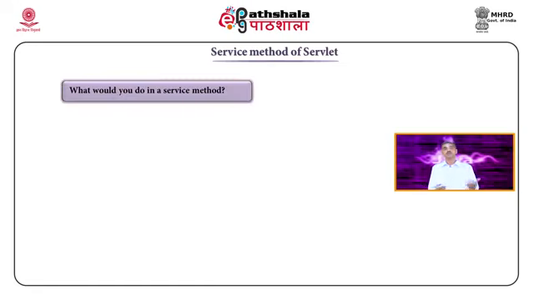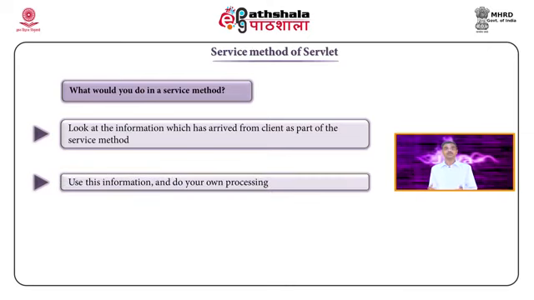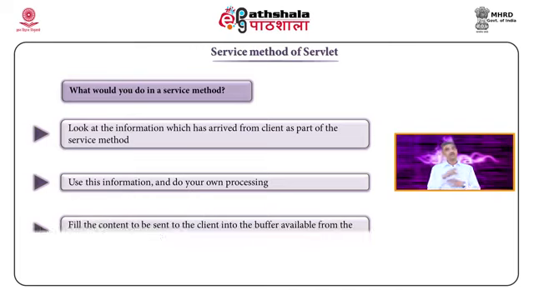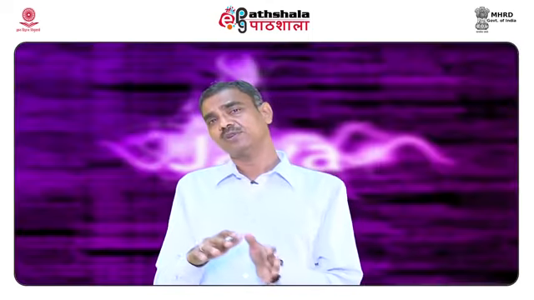You are free to look at the information which has arrived as part of the servlet request, use it, and do your own processing on the server side, maybe you access some database. Now it is this servlet which is responsible for deciding what content it would like to send to the client. The whole content which the servlet wants to send to the client is then put into the buffer available from the servlet response. How do you access the buffer of the servlet response?